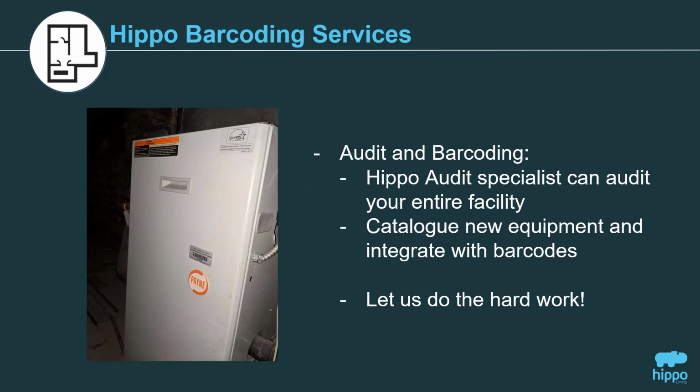In addition, we also offer auditing and barcode services. For example, if you are an existing Hippo customer and if you're adding a new facility that needs auditing, that is us coming down to your facility and cataloging your entire equipment list, we can also provide a barcoding service. So all of those equipment are assigned to a barcode and labeled.